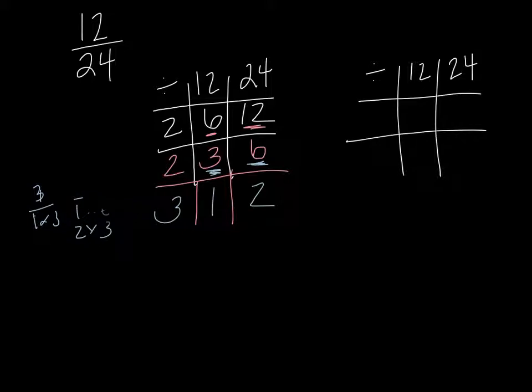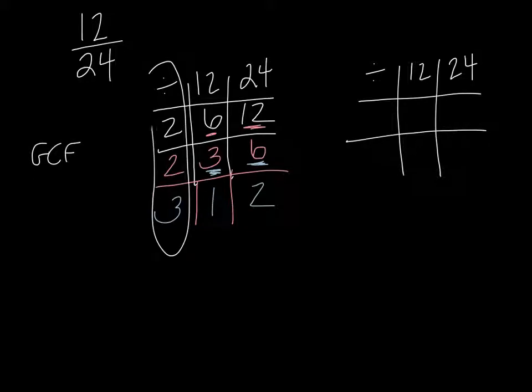So I'm going to start by finding the GCF. I'm going to circle everything under the division sign. 2 times 2 is 4. 4 times 3 is 12. So the biggest number that fits inside of 12 that also fits inside of 24 evenly is 12.